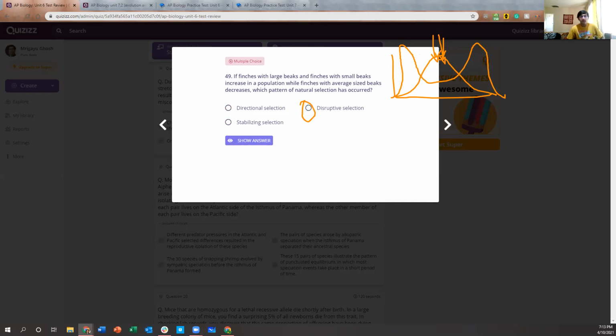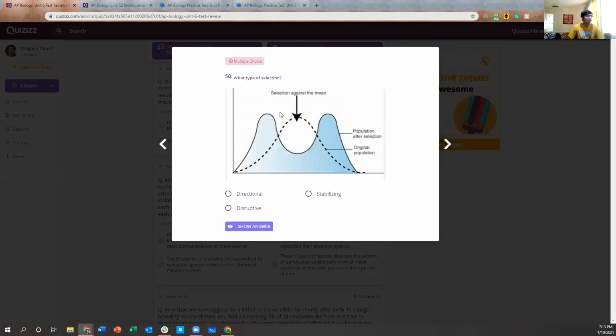Once again, the vocab isn't as important as the diagrams. Understanding the diagrams and the visual of what's actually going on is much more important. This is selection against the mean. We just talked about this. It's the exact same scenario as last time, which was disruptive.